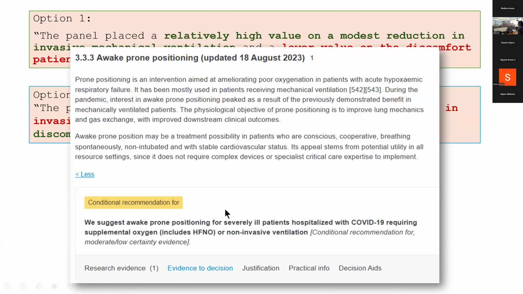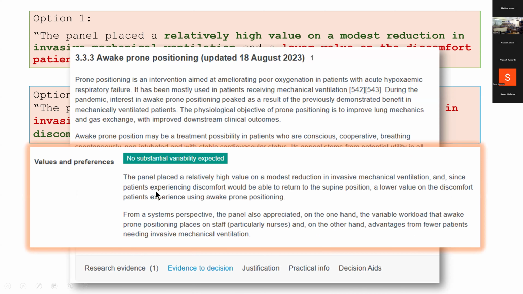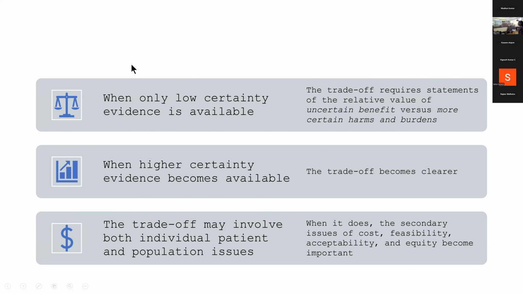So if you look at this guideline panel, they have actually suggested prone positioning and they have given a justification also. They said the panel placed a high value on the reduction in invasive mechanical ventilation and a lower value on the adverse effect. Why do they feel that? That's because if the patient finds any adverse effect, they can always just go back to the supine position. So they have considered the values and preferences, and they have made a judgment.